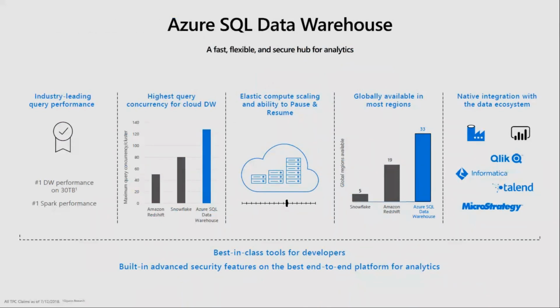Then we also have the Azure SQL Data Warehouse that you must understand. And this Azure SQL Data Warehouse is now referred to as the Azure Synapse Analytics. As we already know, Azure Synapse Analytics SQL pools. It gives us the industry leading query performance on the TPC benchmark. It is number one for 30 terabyte query processing, concurrent query processing. Highest concurrency for cloud data warehouses is only available on the Azure SQL Data Warehouse.